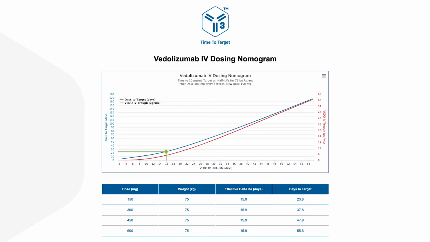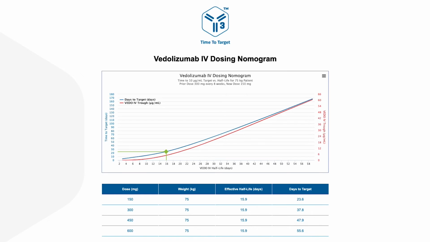And if you look at the table below, we've allowed for several different doses, in particular the 150, which we think may be useful for pediatric patients. 300 and 600 are the two labeled doses. But you can see a 300 milligram dose will not get you out for 8 weeks. It'll be closer to 4 or 5 weeks. If you go to a 600 milligram dose, then you can actually go out for 8 weeks and get the target trough that you're looking for.